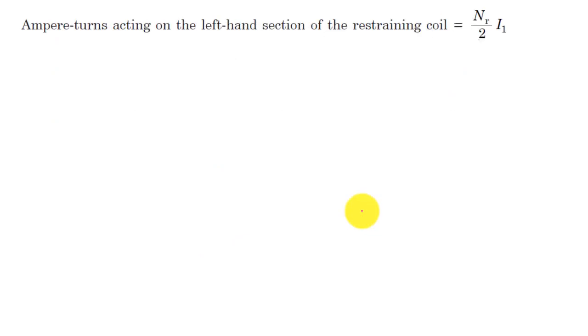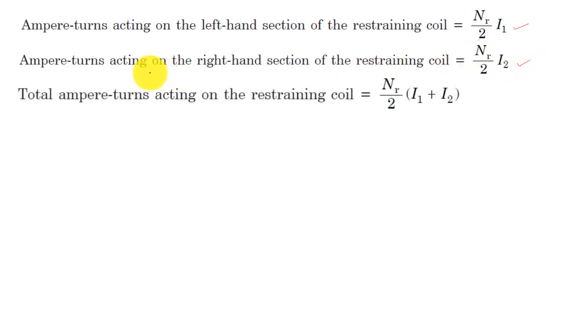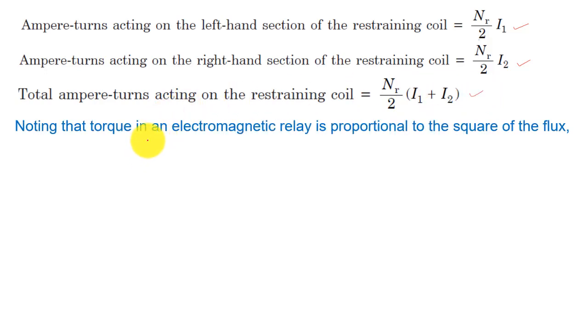So, let us consider the analysis of this percentage differential relay. What will be the Ampere-turns acting on the left hand section of the restraining coil? Already we have seen, that will be nothing but NR by 2 I1. Similarly, the Ampere-turns acting on the right hand section of the restraining coil will be NR by 2 I2, and the total Ampere-turns acting on the restraining coil will be NR by 2 into I1 plus I2.